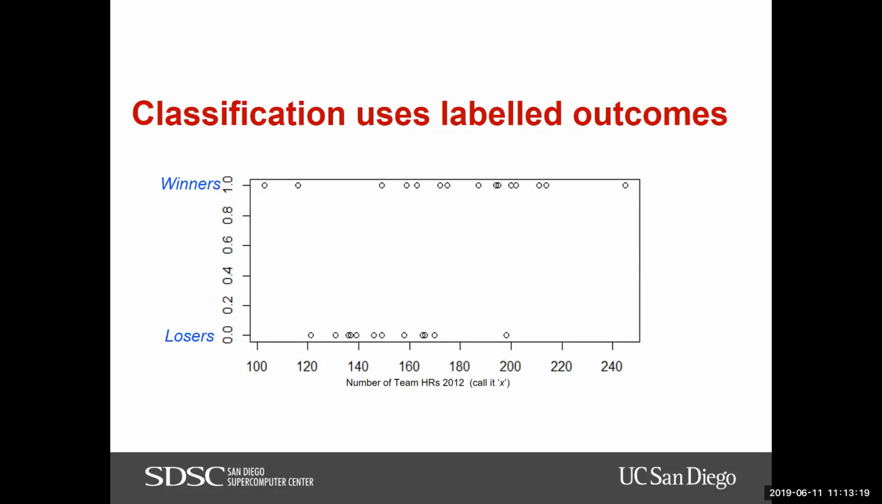So sometimes you have outcomes that are just categorical, and it might look something like this. On our x-axis, we have home runs. Our y-axis is either 0 or 1, winners and losers. If we wanted to make a prediction, we could easily just put a line somewhere and say, well, look, if you hit more than 150 home runs, let's say, you're probably a winner. Less than 150, you're probably a loser. It's not a perfect model. There are some errors, but it's a reasonable way to go.